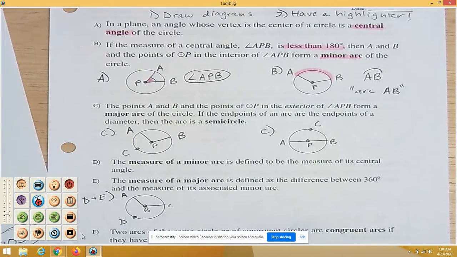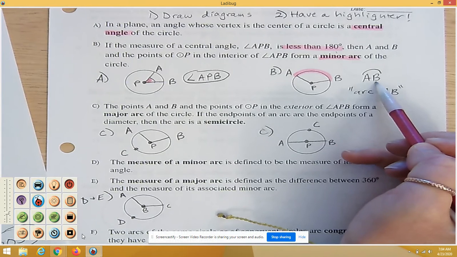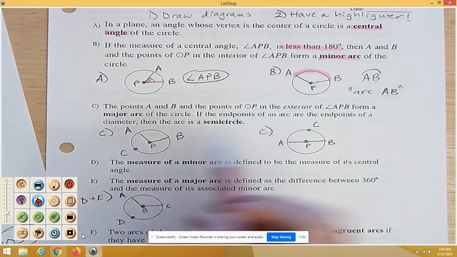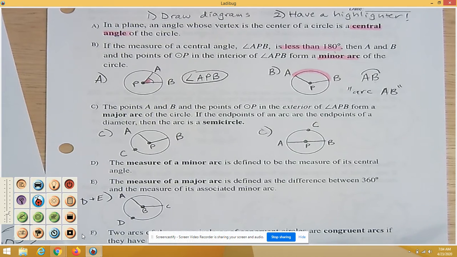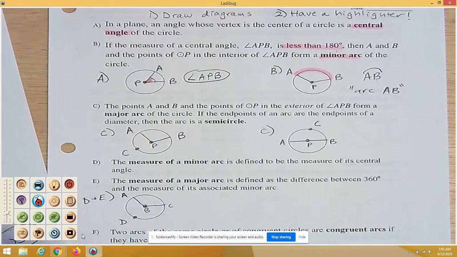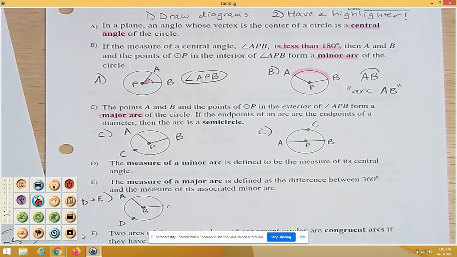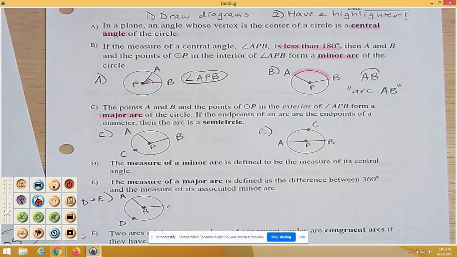All right, and when it is a minor arc between 0 and 180, you only use two letters to name it. It's a little bit different if it's a major arc or a semicircle, and that's what I'm talking about here for letter C. In letter C, the points A and B and the points of circle P in the exterior of angle APB form a major arc of the circle. So this is a major arc of the circle. If the endpoints of an arc are the endpoints of a diameter, then the arc is a semicircle, and that's the second part of letter C.